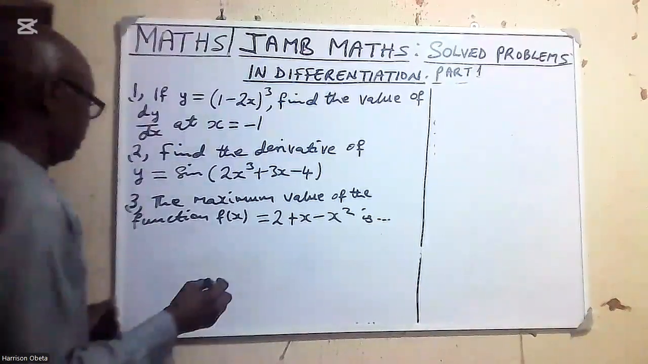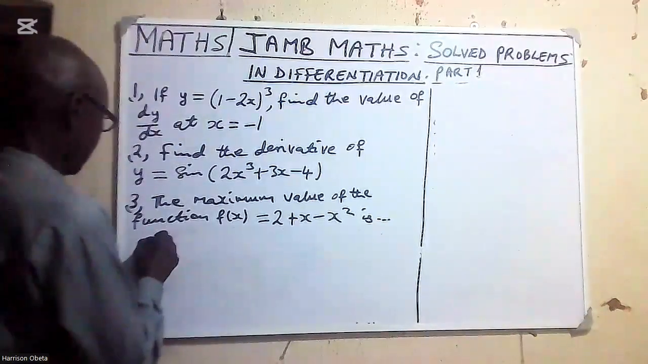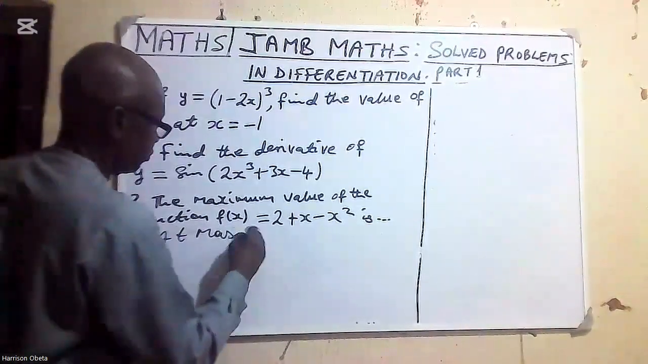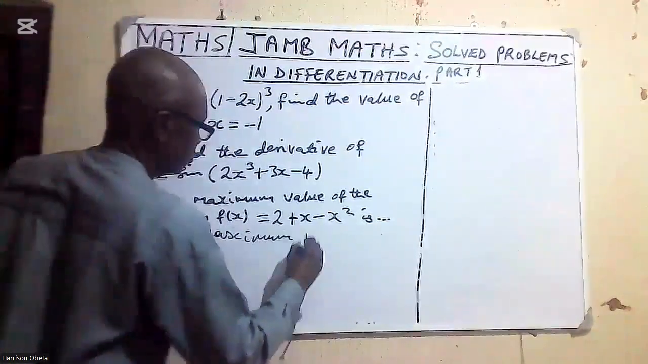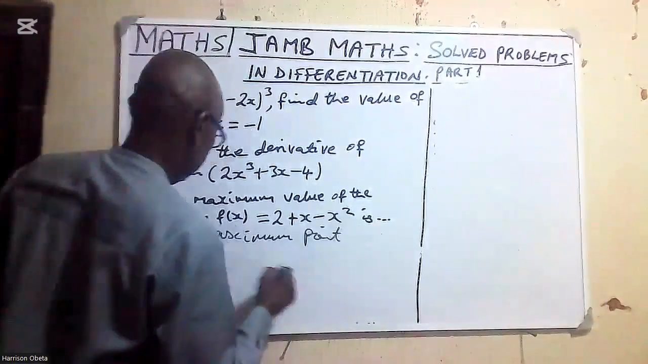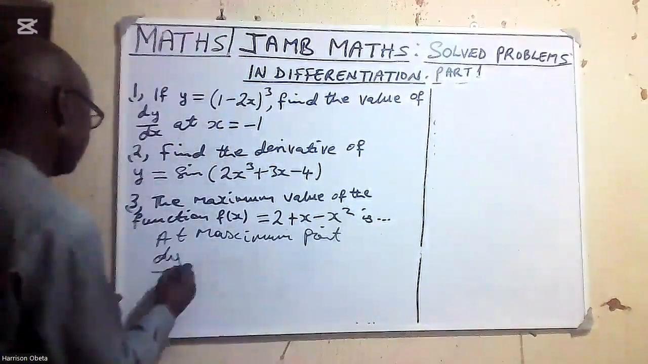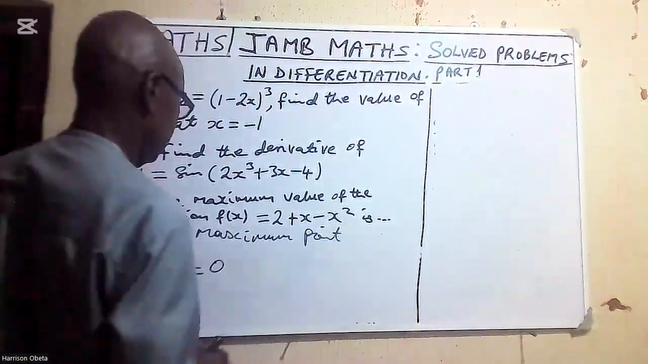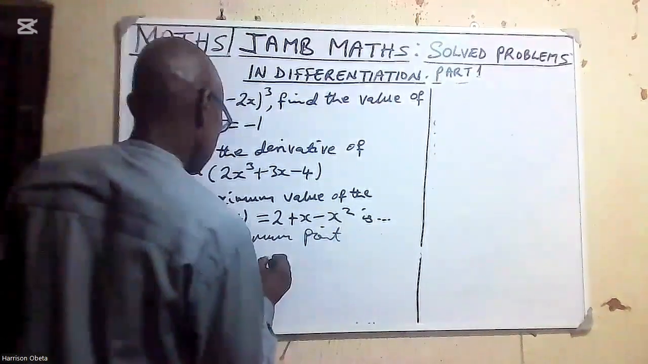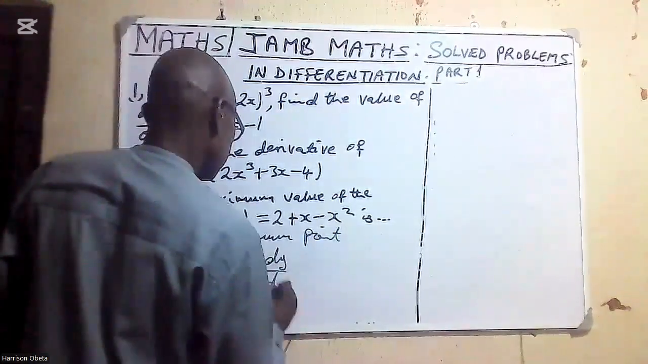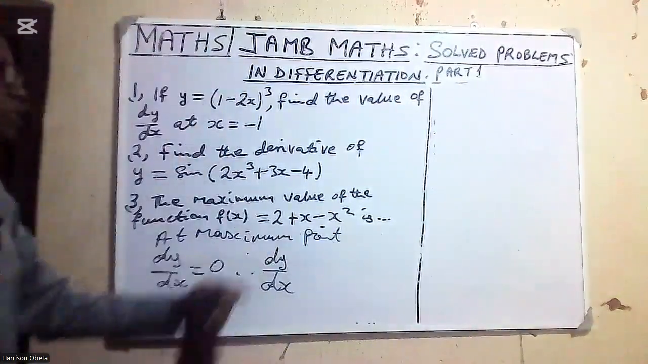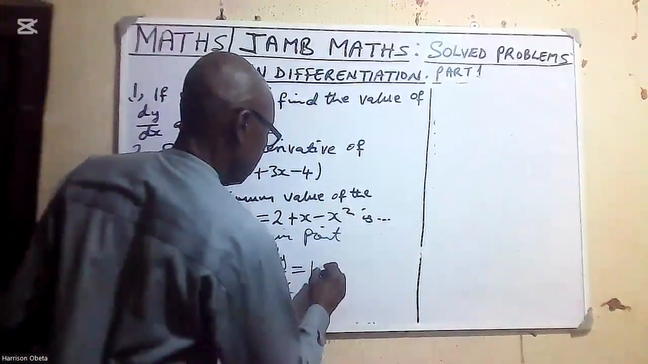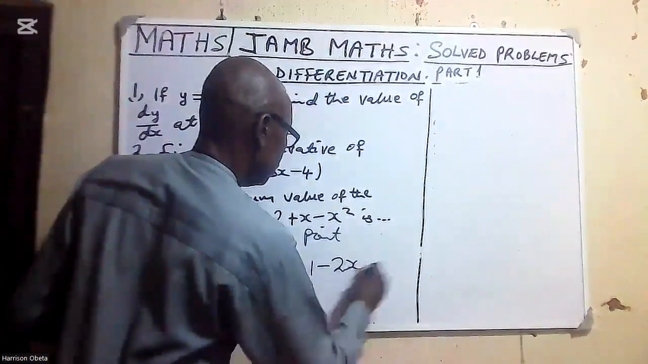And we know that at maximum point, dy over dx is equal to 0. Therefore, the dy over dx, we differentiate this with respect to x. That should give us 1 minus 2x.